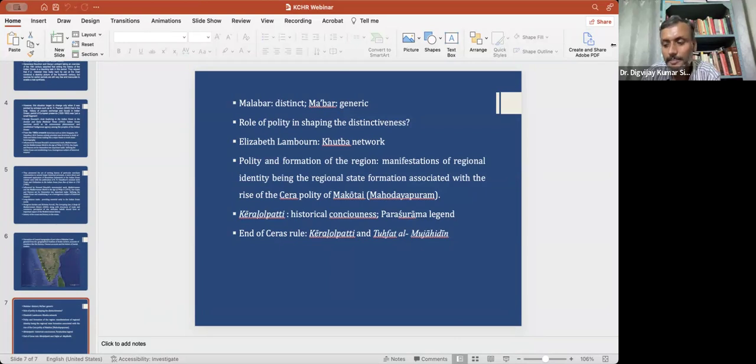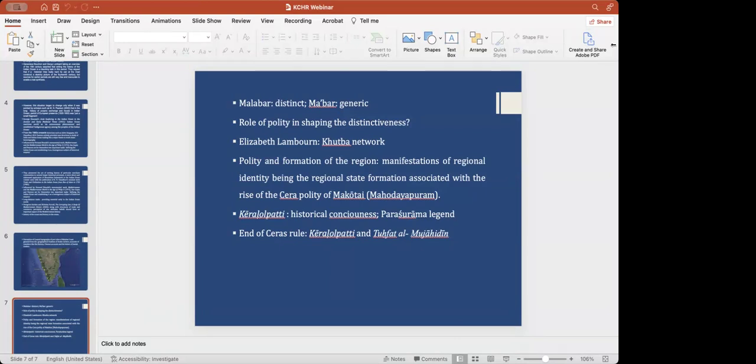Sure, sir. I think one particular point which I am trying to make is that, despite all our respects to Professor MGS and Professor Keshavan Velutat, one need not stress too much on Keralolpatti as the historical consciousness of Kerala society, etc. Because that is, I think, stretching a thing a bit too far.